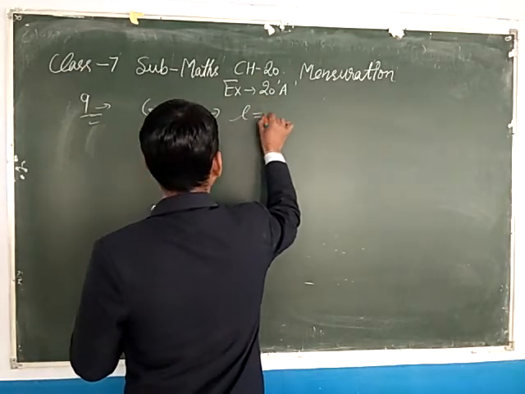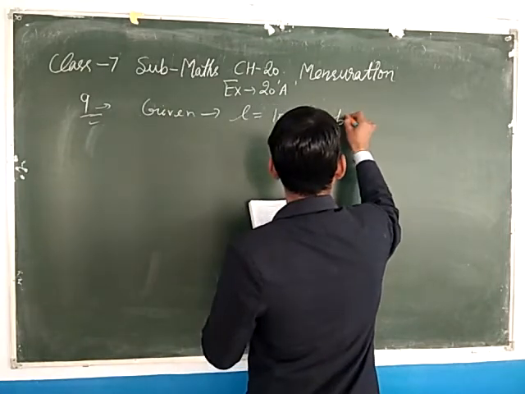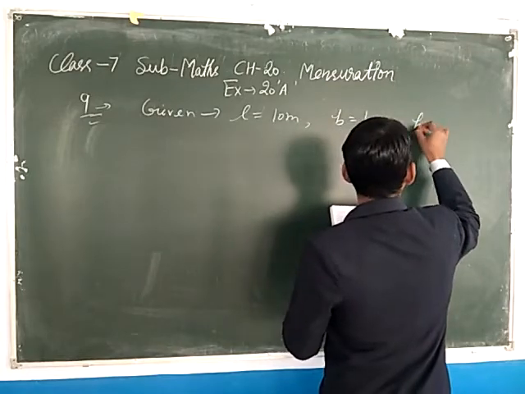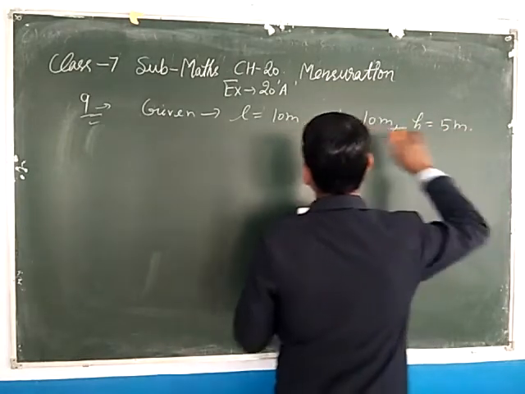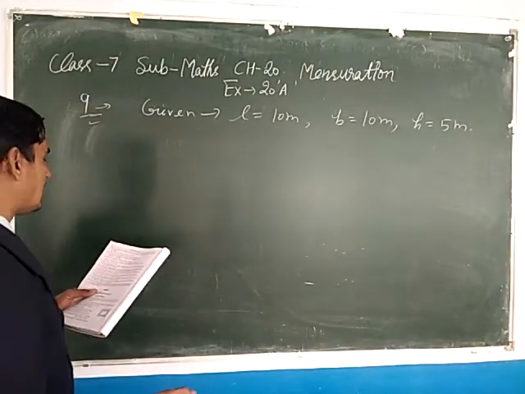Long means length, L equals 10 meter. Wide means width, B equals 10 meter. And height H equals 5 meter. This is the given part. ये आपको given है. आपको क्या find करना है? The length of the largest pole.